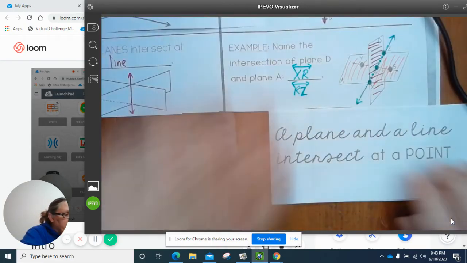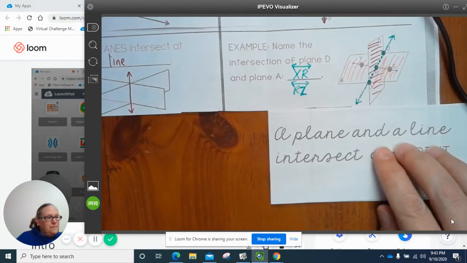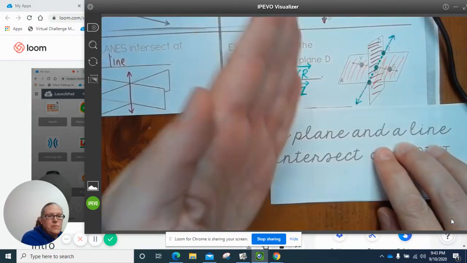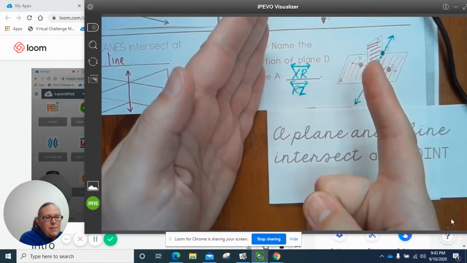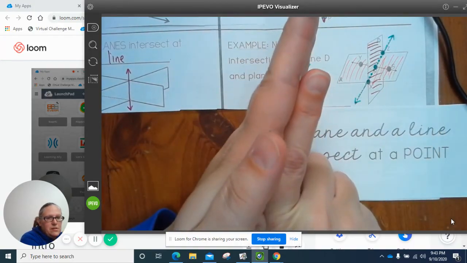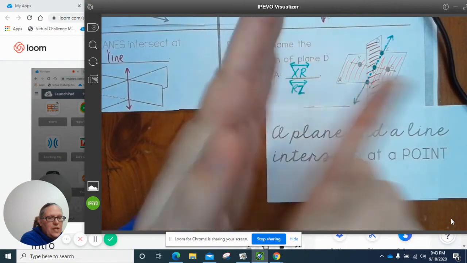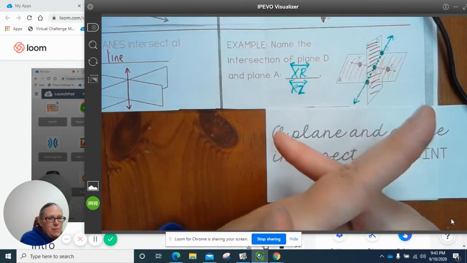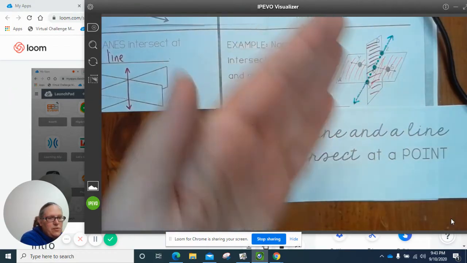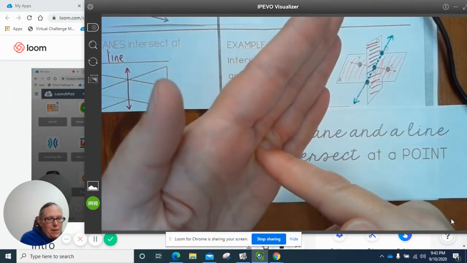All right, the last one says a plane and a line. So here's my plane. I'm just going to use my hand, and here's my line. I'm going to make them intersect. Does this intersect? No, it's just sitting on it. So I want to intersect, so it's going to go like this. Imagine it might actually go all the way through, like if you stabbed your pencil through a piece of paper.